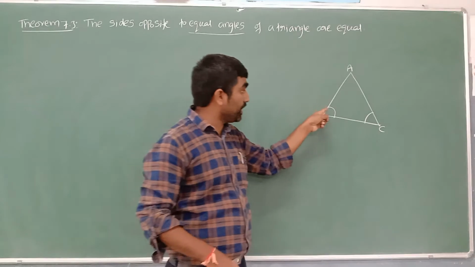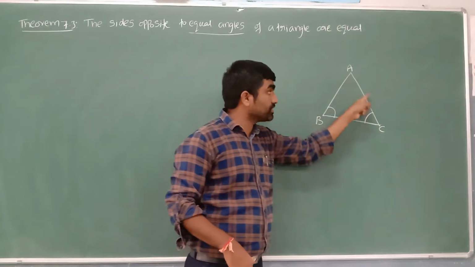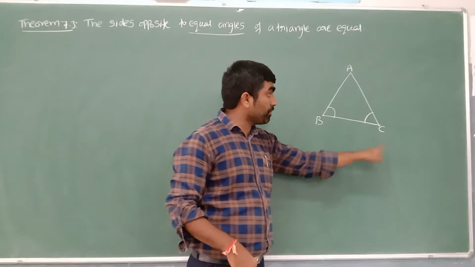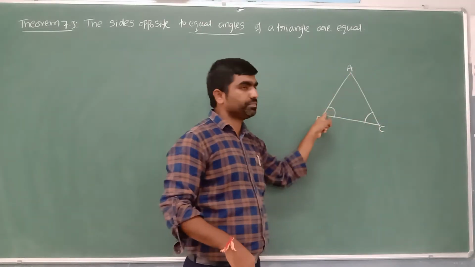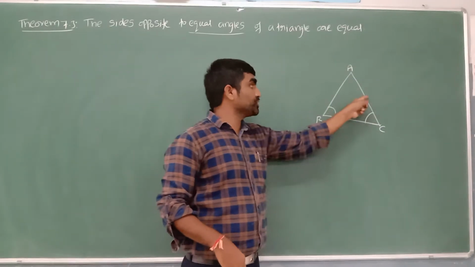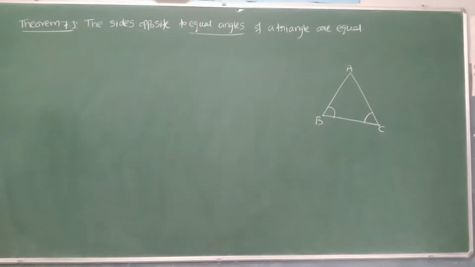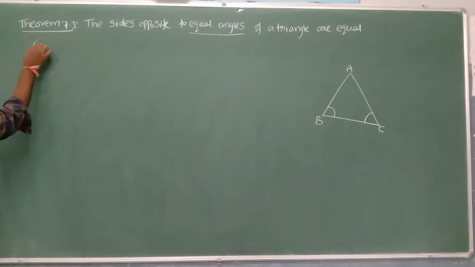Tell me what is the side which is opposite to angle B? The side which is opposite to angle B is AC. The side which is opposite to angle C is AB. It's enough to prove that AC equal to AB. The reason, these two are opposite of equal angles.